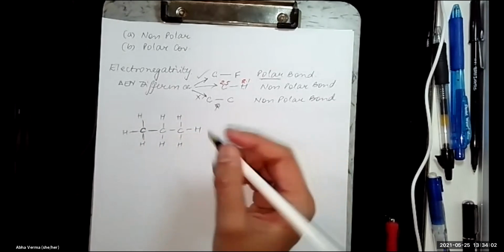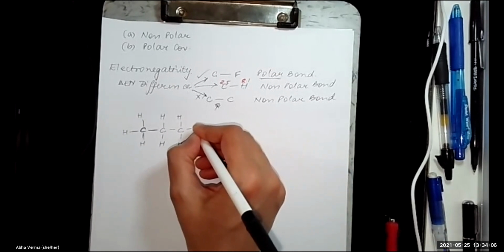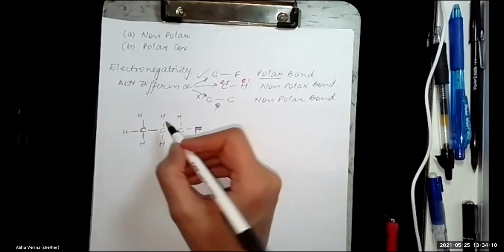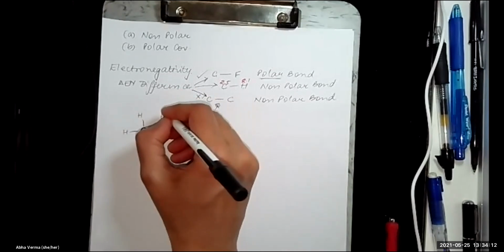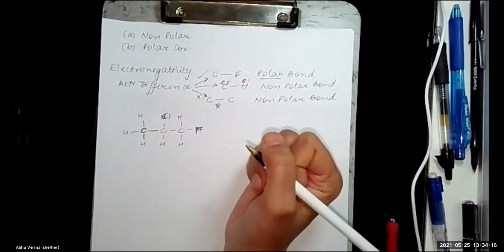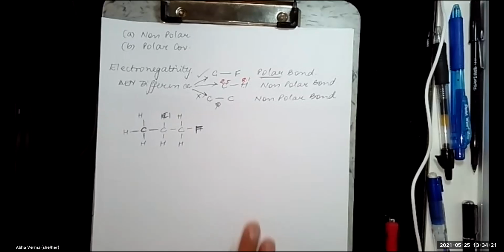So I have this, and let me replace one of the hydrogens with fluorine, and then one of the hydrogens with chlorine. Okay. Now, looking at this, do you see any non-polar bonds?